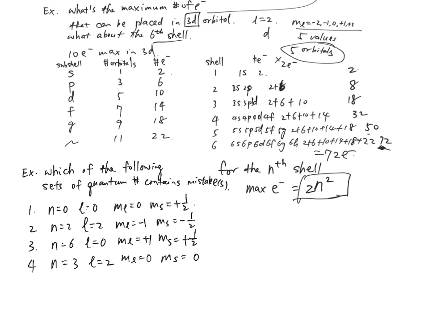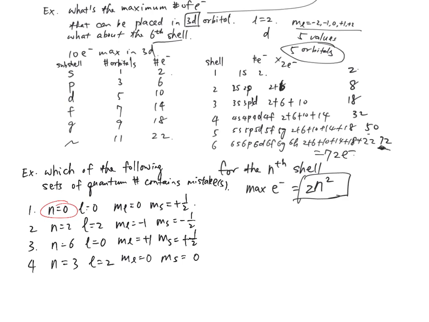Okay, so let's see. Now, remember, each quantum number has its limitations. The principal quantum number starts with 1 because it's the shell number, first shell, second shell, and so forth. So right there, you see your mistake. Your n would never equal 0. All right, second set, nothing wrong with n equal to 2. n could equal 1 all the way up to infinity.